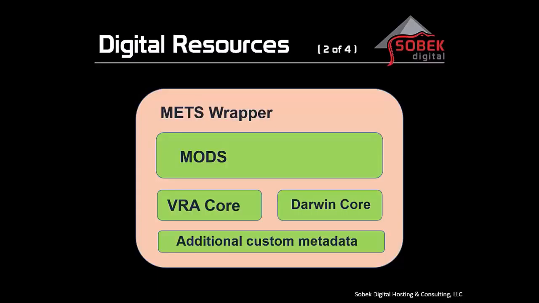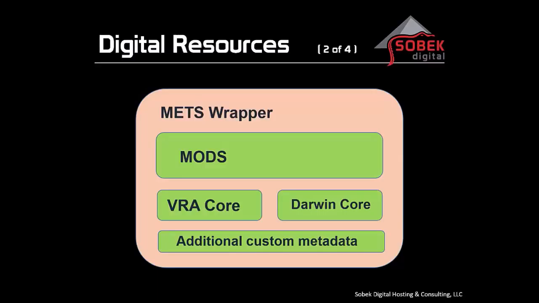But the bulk of the systems that use SobekCM are using a METS wrapper with the MODS containing as much data as we can get into the MODS. So MODS doesn't necessarily contain every field that we need, so we have these extension schemas. So in this picture, we're showing VRA Core and Darwin Core as another part of this digital resource. So these would just be extension schemas and have only the metadata fields that are not present in the MODS. So Darwin Core, for example, has kingdom, phylum, species, genus, all of these things which you don't find anywhere in the MODS.